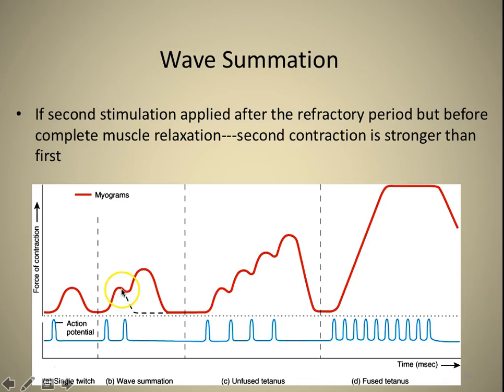And now look, I'm going to send in another nerve signal before that muscle fully relaxes. So it contracts again. But lo and behold, that second contraction is a lot stronger than the first one.